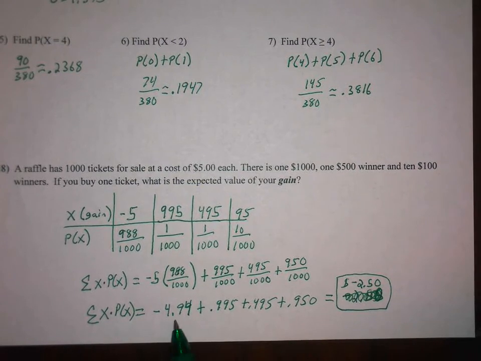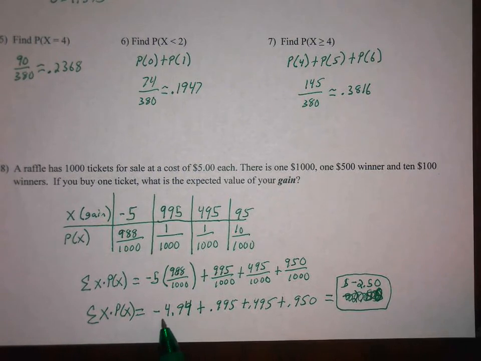So when you do those calculations, you have -4.94 plus 0.995. Make sure that first one was negative. Add the rest of them, and you end up with -2.50. So you expect to lose $2.50 when you buy a ticket.